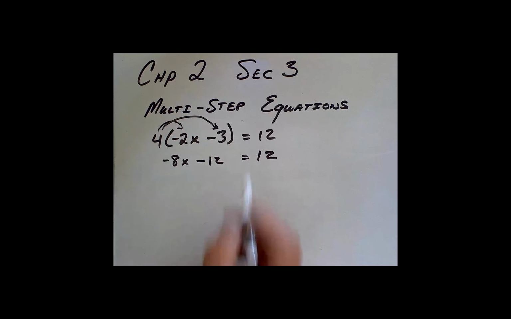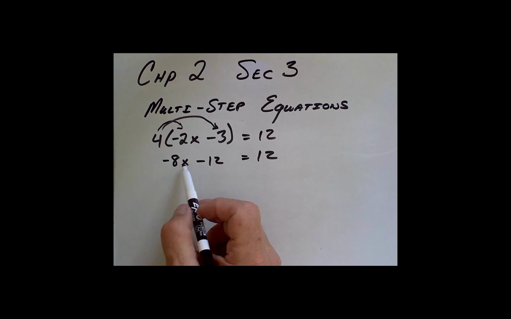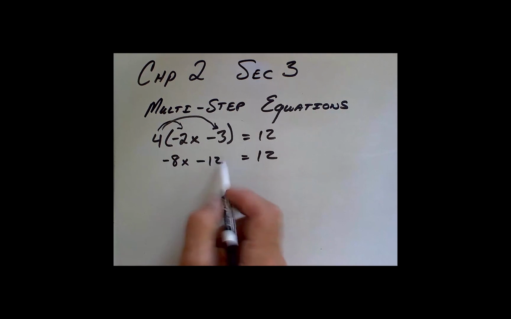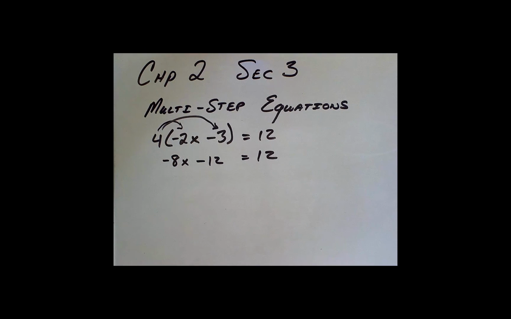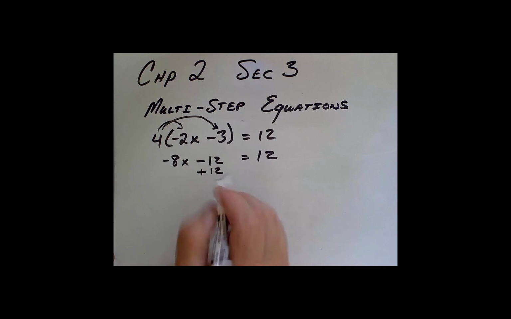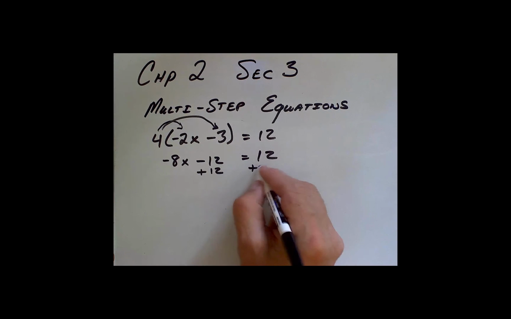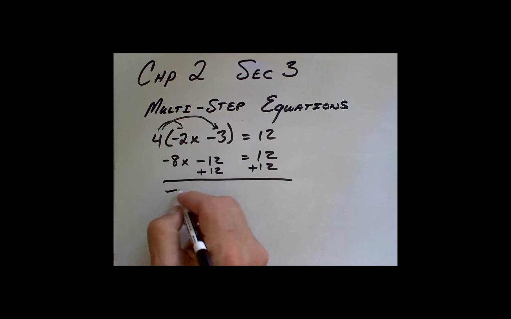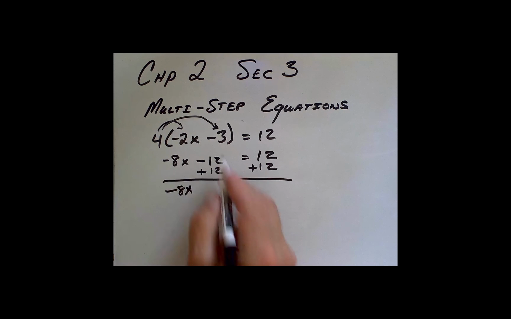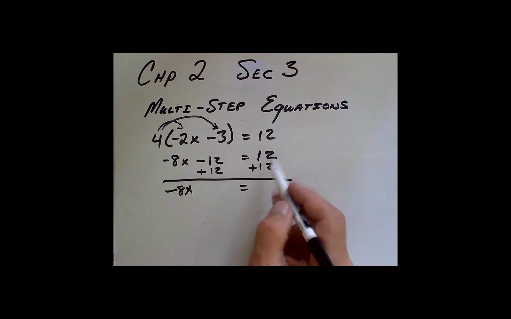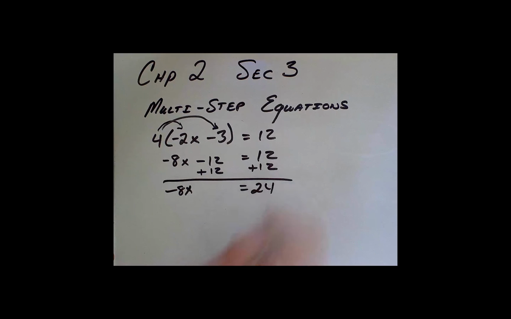Now we can take a look at it and say, okay, we have a negative 8x. This is a multiplicative inverse. Negative 12 is the additive inverse. Let's get rid of our additive inverse first. That's what we want to do first. So we have a minus 12. Let's do the additive inverse, plus 12, on both sides. Bring our negative 8x down here. These cross out and go to 0. We've got our equal sign here. 12 plus 12 is 24.